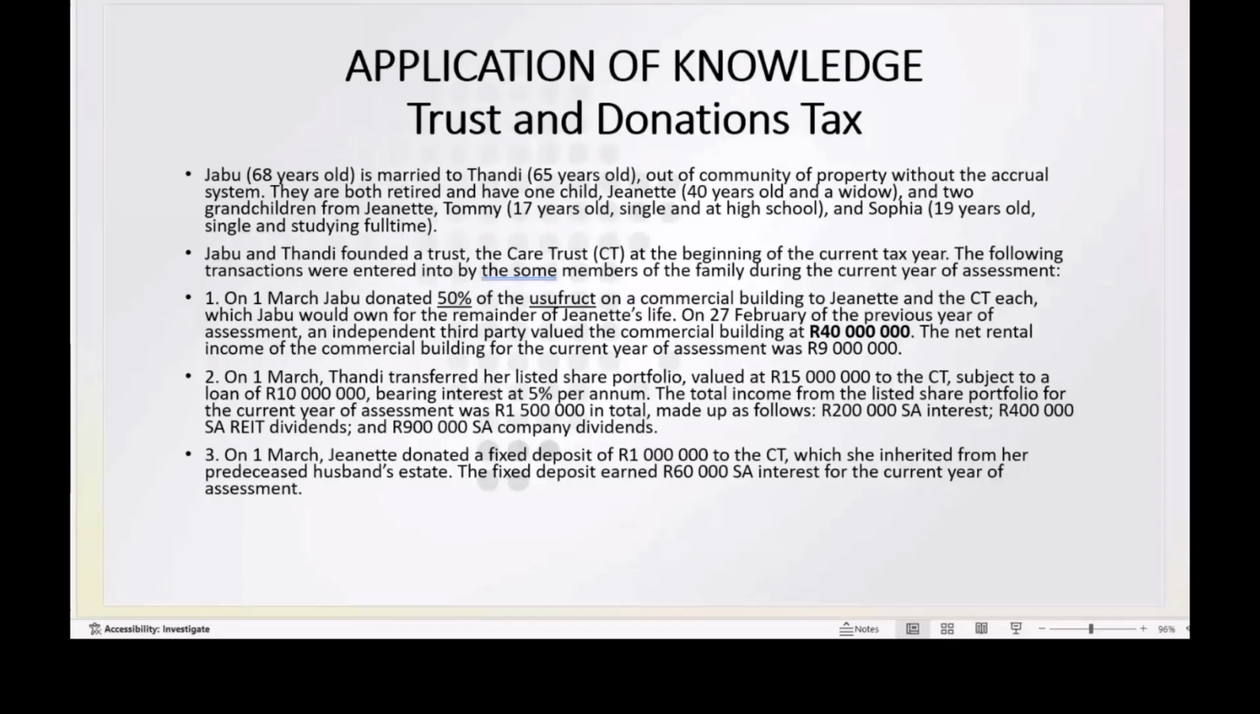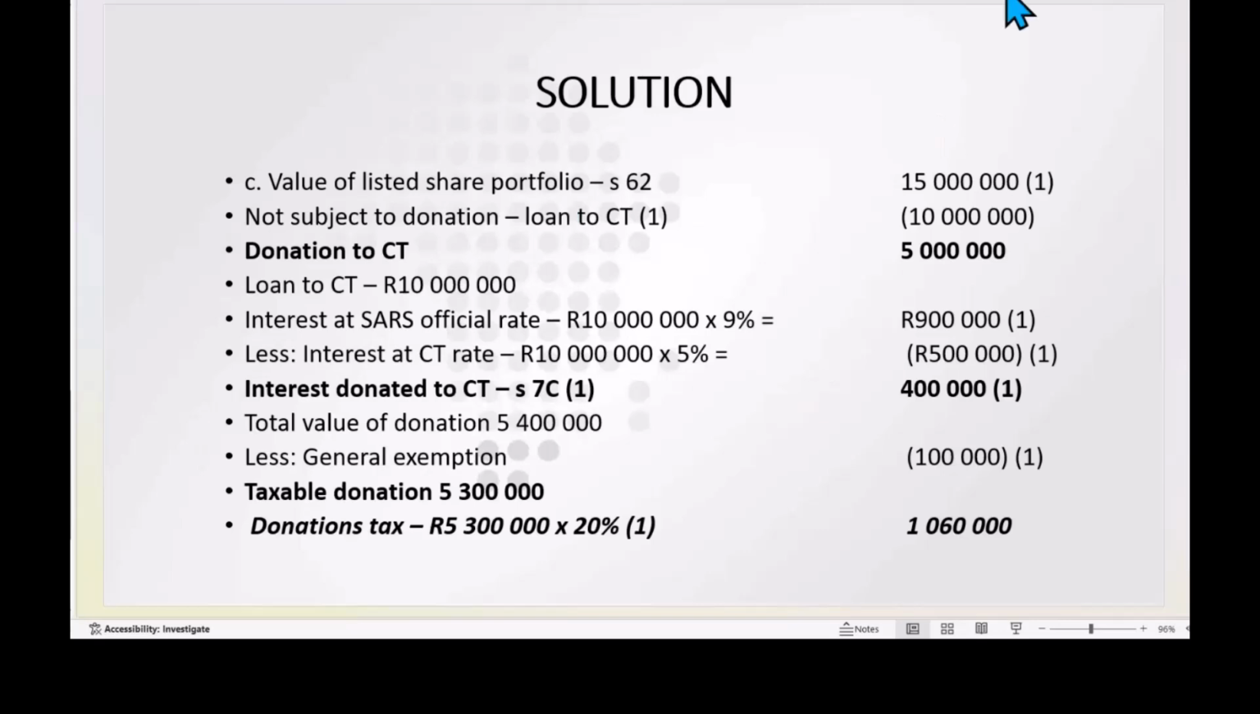Okay, so let's go to the solution. Here we go. So we determined that the value of the share portfolio is the 15 million rand. And then the portion that's not subject to donations is the loan to the trust of 10 million rand. So the donation to the trust in relation to the shares is 5 million rand. Then we need to determine the interest that was donated to the trust in terms of section 7 cap C. We would take the 10 million rand, multiply it by the official rate of 9%, we would get 900,000 rand, less the interest that was actually charged to the trust of 5%, which is 500,000 rand. So the interest that was donated to the trust was only 400,000 rand.